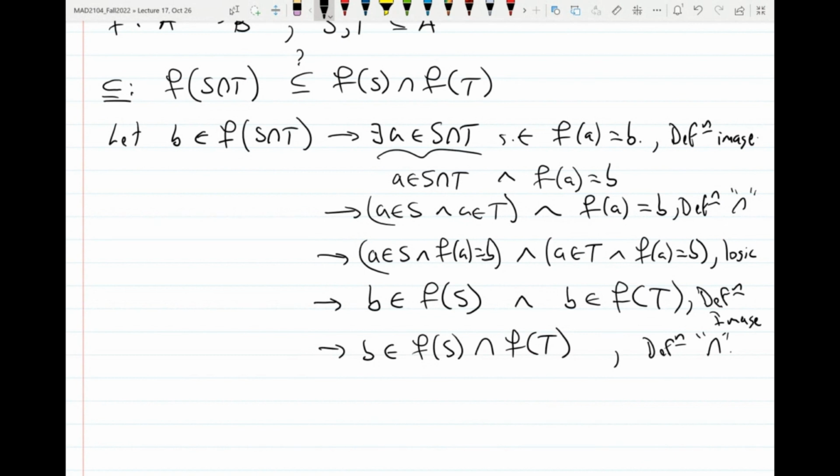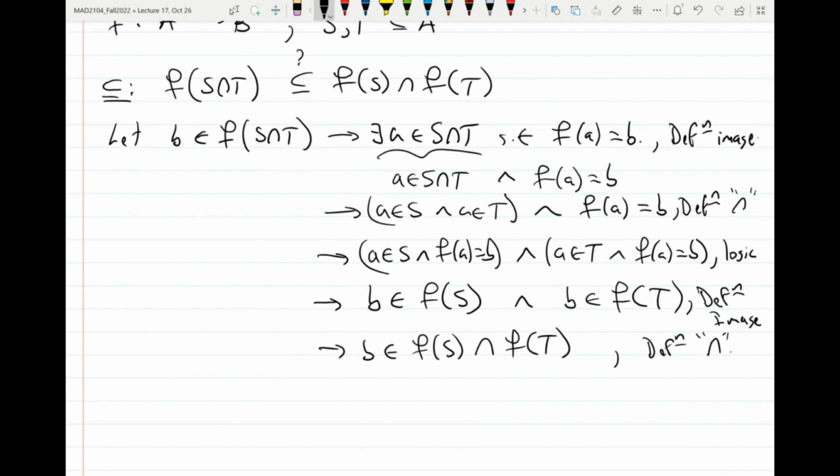So B is in the image of the intersection. That means that there exists an element in S intersection T, such that when I do f of A, it gives me B. That's the definition of image. So it has a pre-image inside this set. That's what we're saying there. Now I'm just rewriting that first line in here. Okay? So that means that we have A in the intersection and f of A equals B.